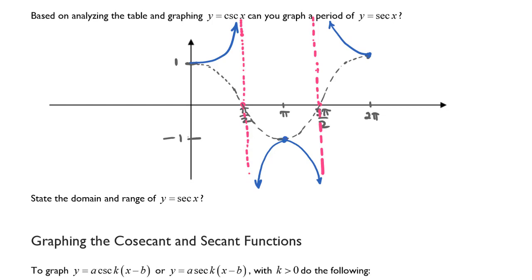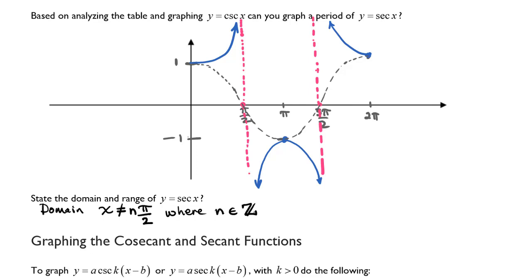So can we state the domain and range now? Well, the domain is going to be all real numbers except for multiples of pi over 2. So we can say x is all real numbers, but x cannot equal n pi divided by 2, where n is an integer.